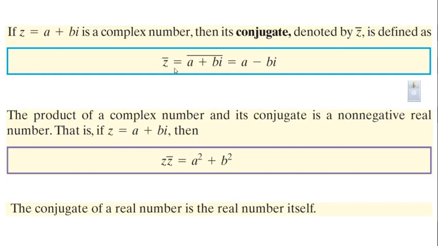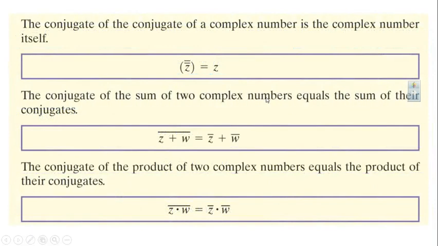When you multiply a complex number by its conjugate, all you're doing is adding the squares of the real part and the imaginary part. And the conjugate of a real number is itself. The conjugate of 5 is 5. The conjugate of negative 7 is negative 7. Another few rules here: the conjugate of the conjugate is the original complex number.